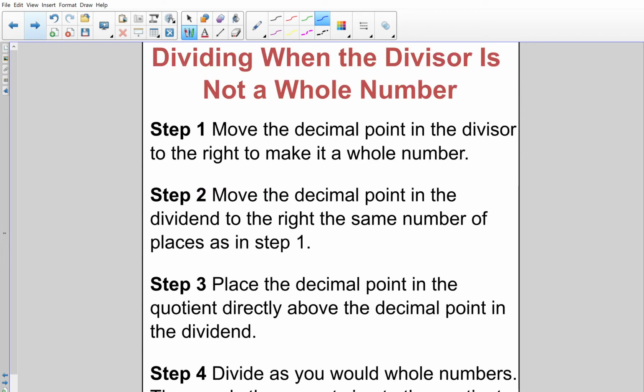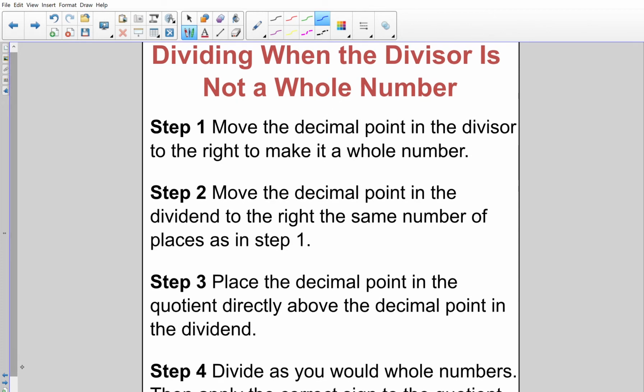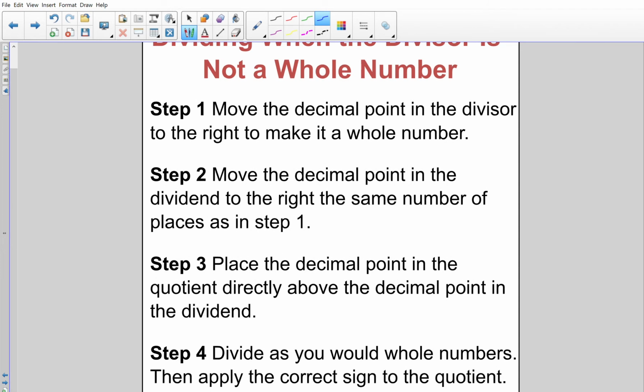Okay, so here we're going to talk about dividing when the divisor, so that outside number, is not a whole number, so it's a decimal. So we're going to move the decimal point in the divisor to the right until you make it a whole number, however many spaces you need to move it. Then we're going to move the decimal point in the dividend, that's the inside, to the right the same number of places as in step 1. Okay? And then we're going to go ahead and finish it up the way we did.